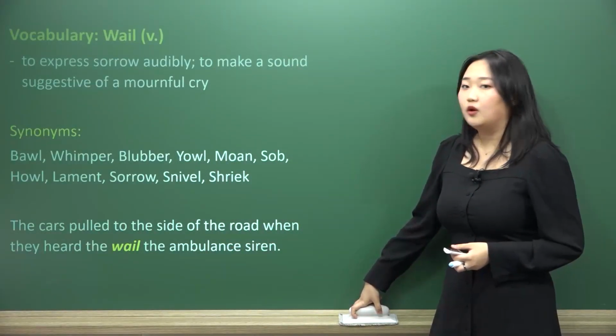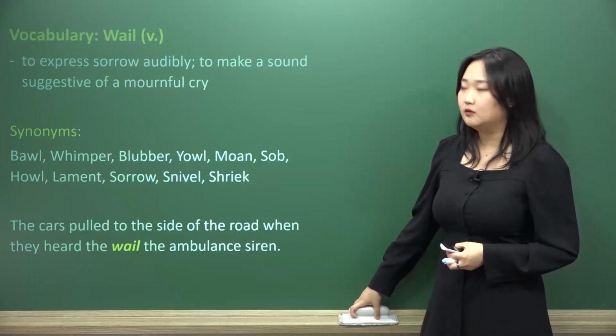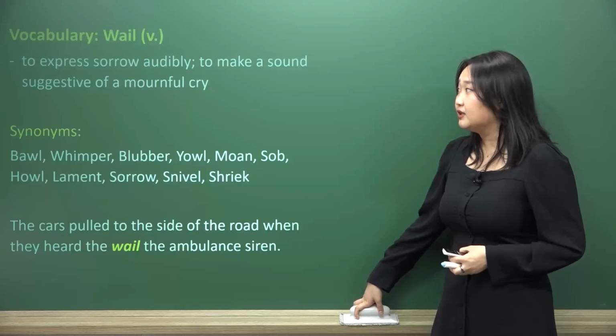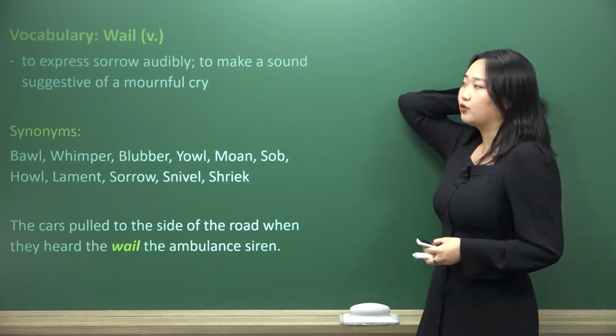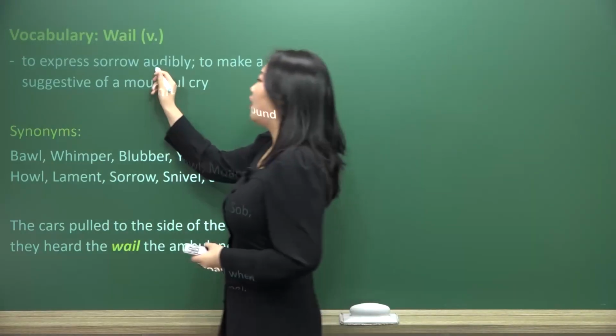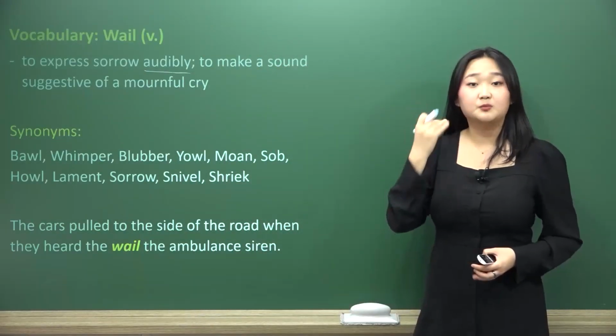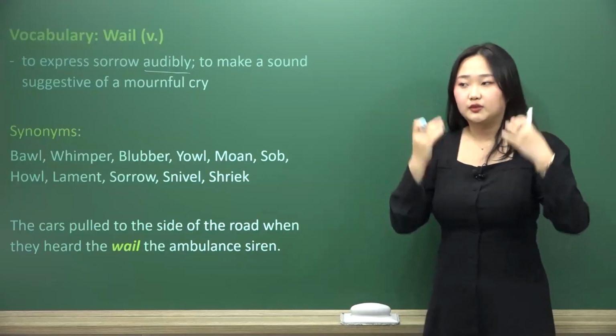This is a verb. No, we're not talking about the animal whale, but we're talking about wail. This is a verb to express sorrow audibly, to make a sound suggestive of a mournful cry. So when you are wailing, oftentimes people misunderstand this word to just mean sobbing. And sobbing is profusely crying, or crying to an extreme degree.